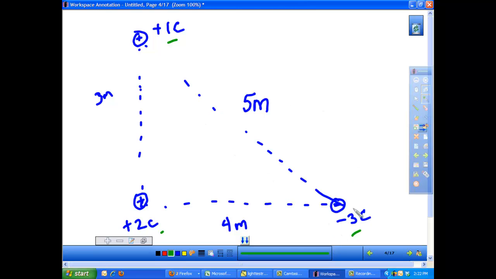For this particular example, the way that I've drawn it, I would like to know what is the net force on the -3 Coulomb charge. What is the net force on this guy here? Now he's experiencing forces that act at angles to one another, so it's not going to be as simple as just adding them or subtracting them together.